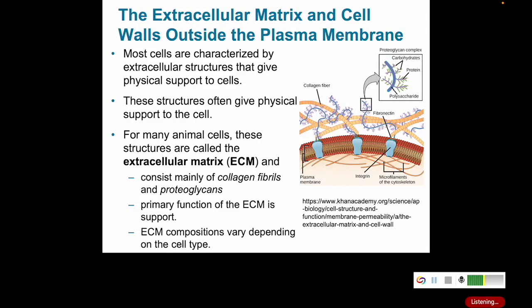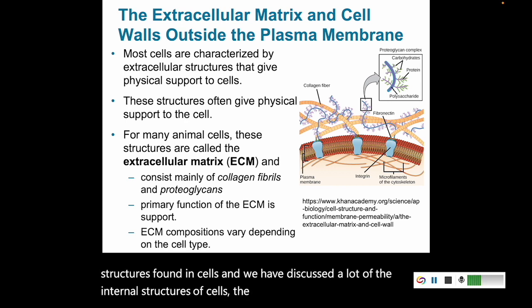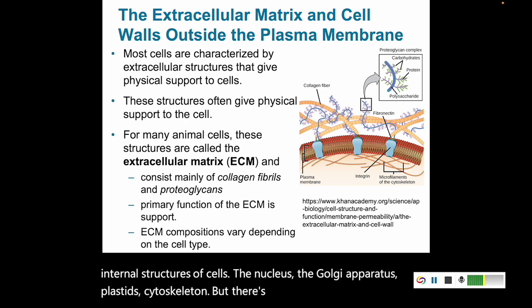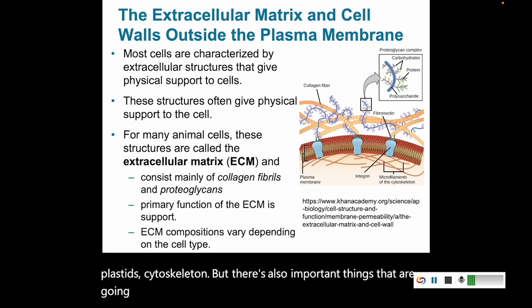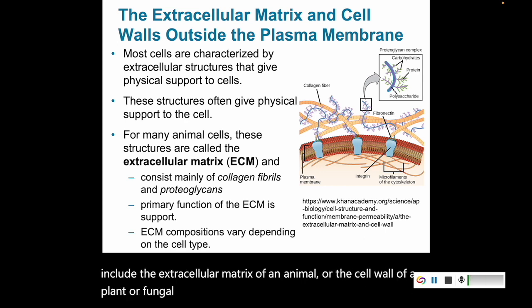Welcome back, everyone. We have been talking about the structures found in cells, and we have discussed a lot of the internal structures of cells: the nucleus, the Golgi apparatus, plastids, cytoskeleton. But there are also important things going on outside of the plasma membrane. This could include the extracellular matrix of an animal, or the cell wall of a plant or a fungal cell.